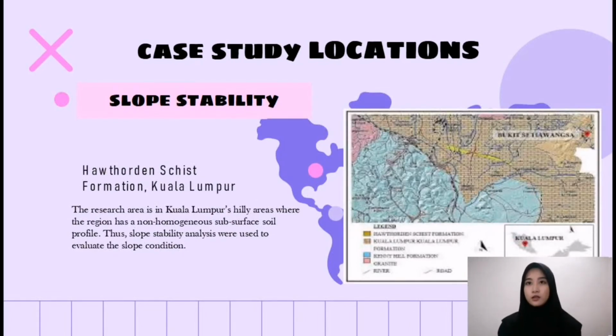So next one is slope stability. So the research area is in Kuala Lumpur's hilly area with dense schist formation. So the region has a non-homogeneous subsurface soil profile. So the slope stability analysis was used to evaluate the slope condition.